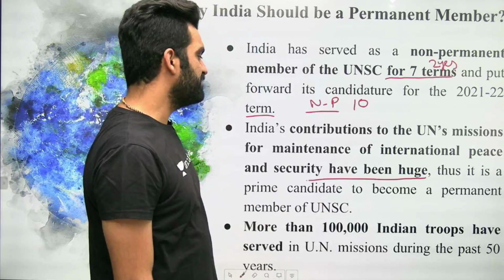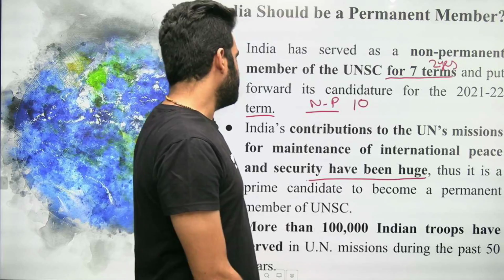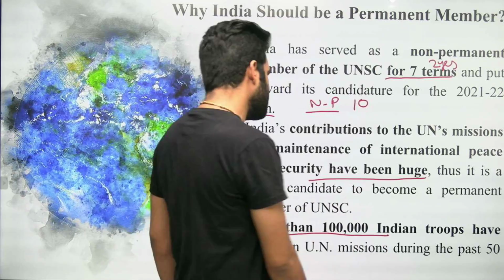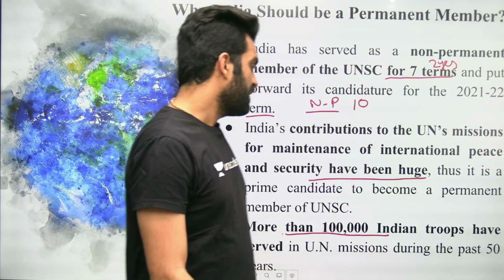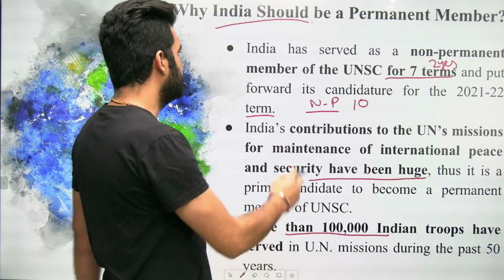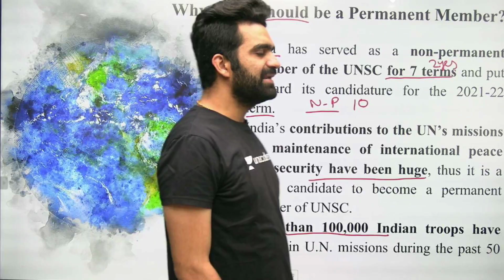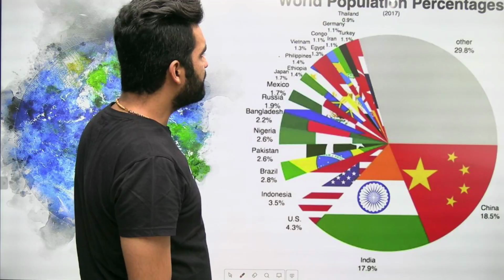Thus, India is a prime candidate. It is one of the most eligible candidates to become a permanent member of UNSC. More than 1 lakh Indian troops have served in United Nations missions in the past 50 years. So that is why India should be a permanent member. These are the points which add credibility to India's claim for candidature of the reformed UNSC Permanent Security Council. Now, world population percentage.